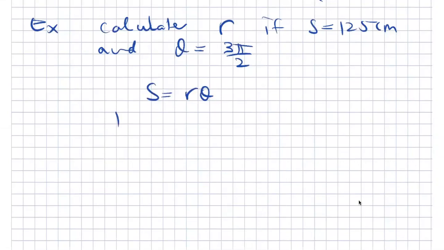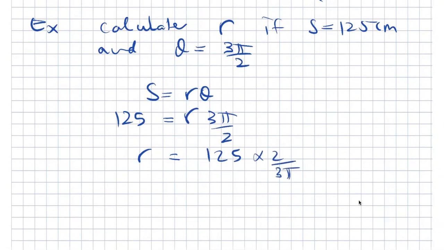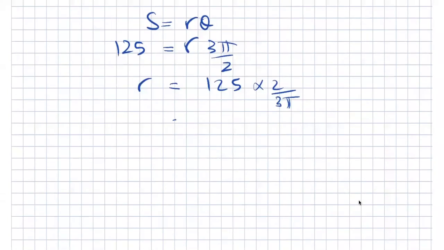Do some substitution. So 125. I'm trying to calculate r, and I've got 3 pi over 2. So r then, just rearranging that, we're going to divide by 3 pi over 2, which is the same as multiplying by 2 over 3 pi, and we can just do that on the calculator. Then we get 26.5 centimeters to 3 significant figures. I'm just rounding because that's accurate enough.